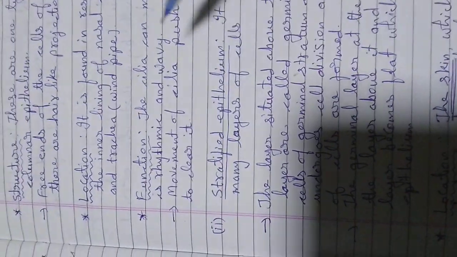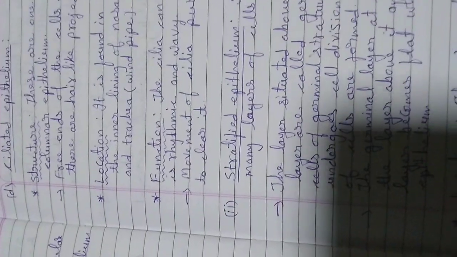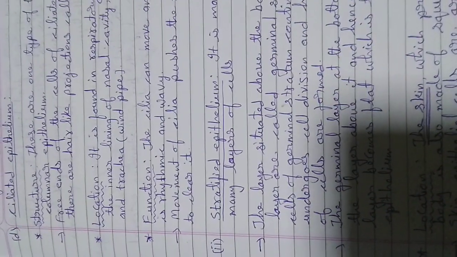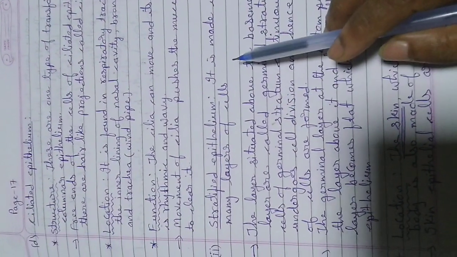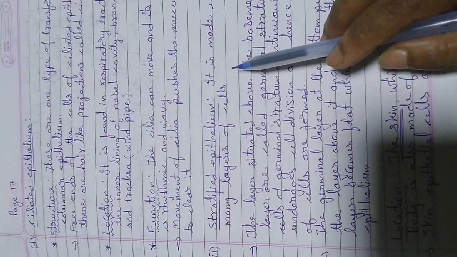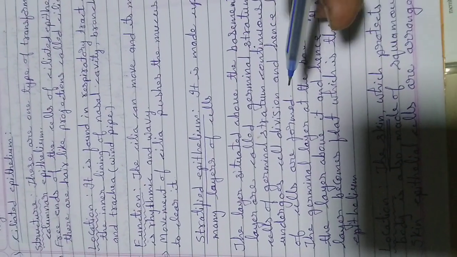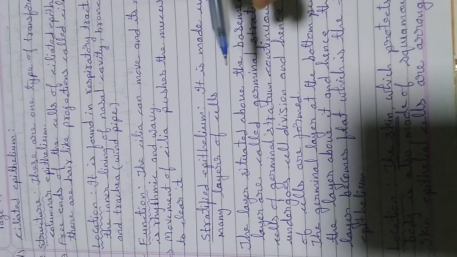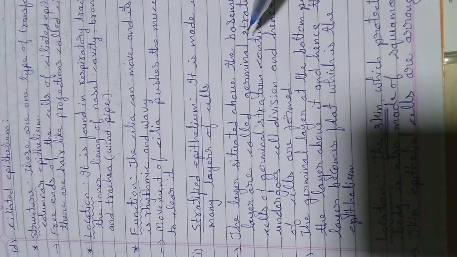Now the next type. Of the simple epithelium we have studied the four types, that is A, B, C, D. Now the stratified epithelium is the second type. As I have already told you, it is made up of many layers of cells. The simple epithelium is of one layer and this is of many layers. Stratified epithelium means strata, layers are formed. Now how are the layers formed? The layers are situated above the basement layer.